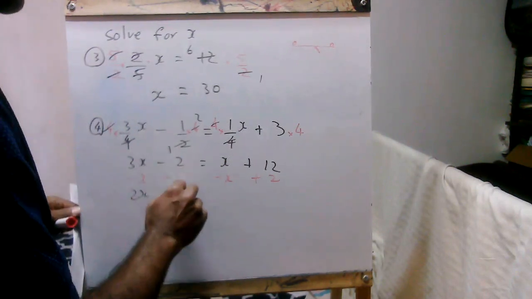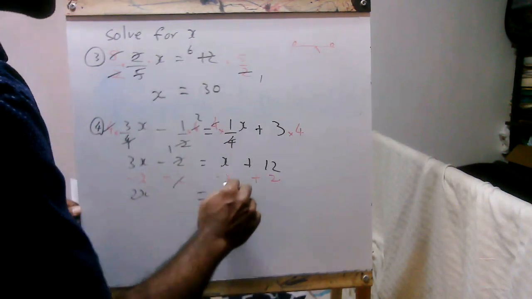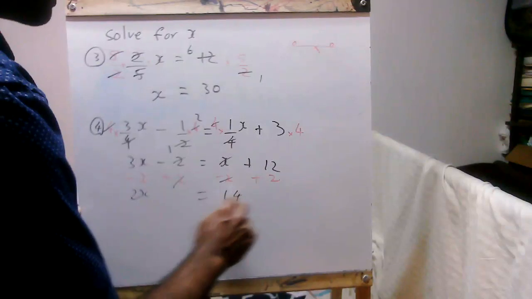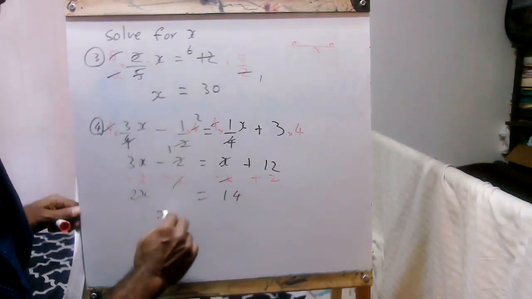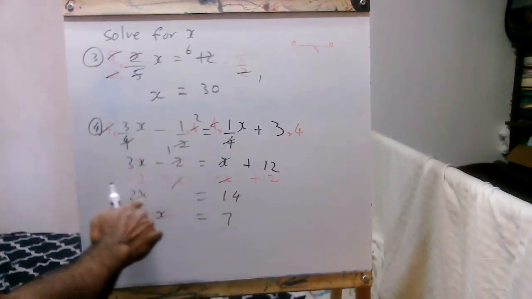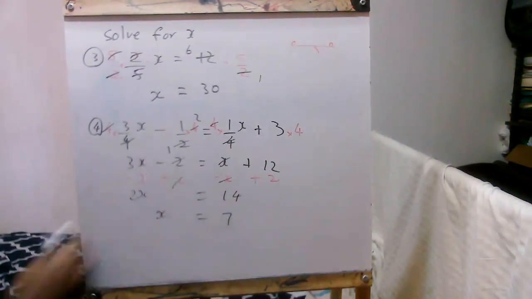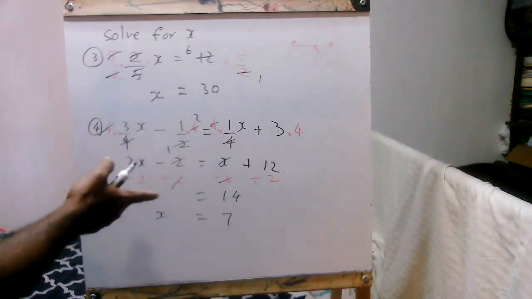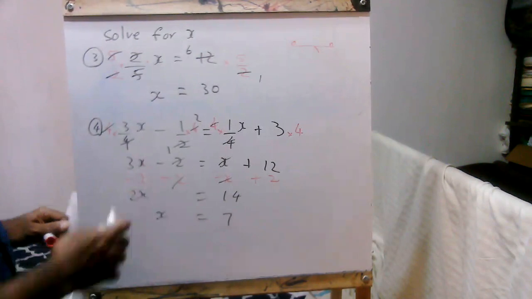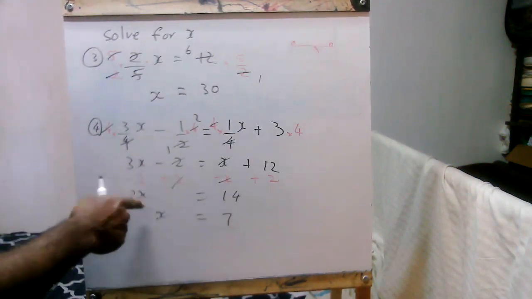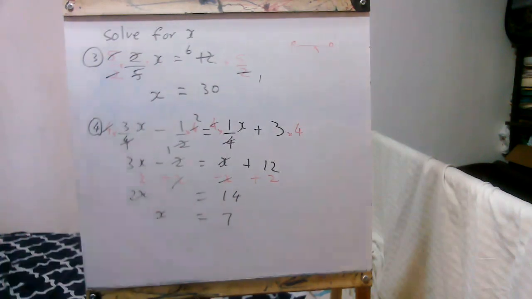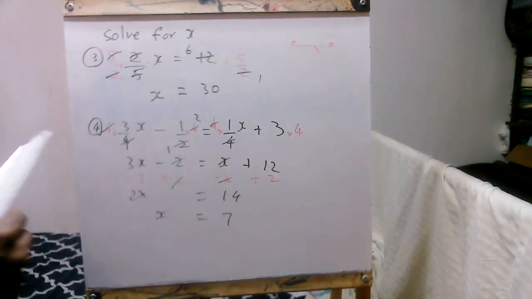This cancels out, these two cancel out, 12 and 2, we get 14. Dividing by 2, we get x equal to 7. See, I didn't write divide by 2, so we have to accelerate little by little. You have to be familiar. It doesn't matter if you write divide by 2, but try not to do it.